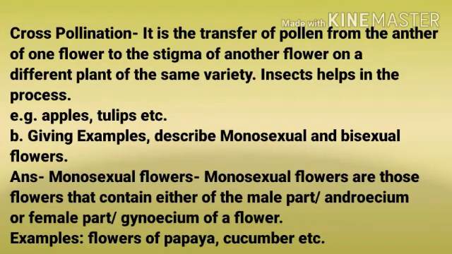B. Giving examples, describe monosexual and bisexual flowers. Answer. Monosexual flowers are those flowers that contain either the male part or androecium, or the female part or gynoecium of a flower. Examples, flowers of papaya and cucumber, etc.